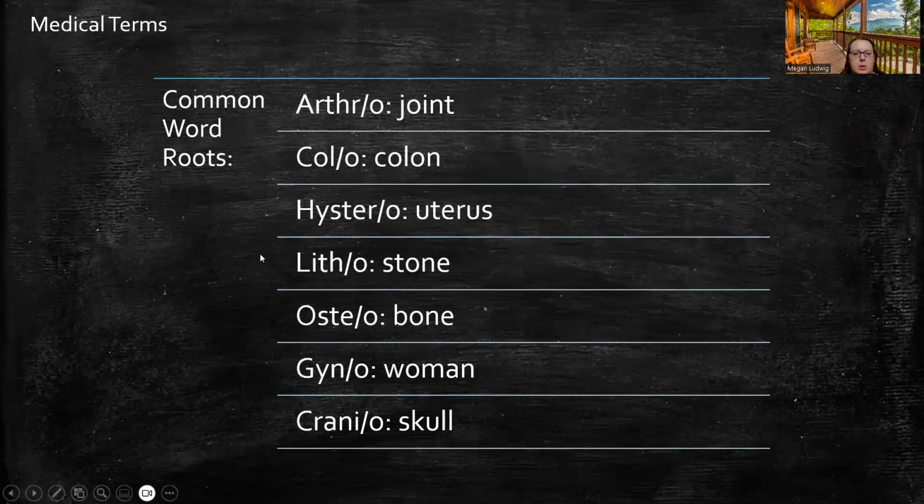So hysterectomy is how you combine it with a suffix that starts with a vowel. So uterus. Litho is stone. So you could remove stones from the gallbladder. You might have a lithotomy or lithotripsy to break up the stones. Osteo is bone. Gyne is how that's pronounced. Gyno is woman, so gynecology would be the study of women. And then cranio is skull, crani.